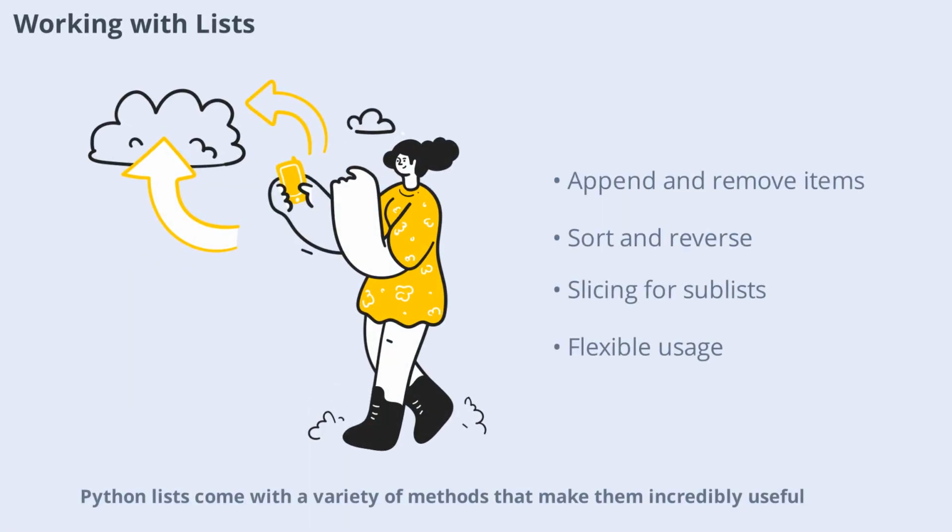Python lists come with a variety of methods that make them incredibly useful. You can append new items, remove existing ones, or even sort the list. For example, using myList.append(4) adds a new element to the end. You can also use slicing to access parts of a list, like myList[1:3], which returns a sublist. Lists are flexible and widely used in Python for everything from storing user input to managing collections of objects.